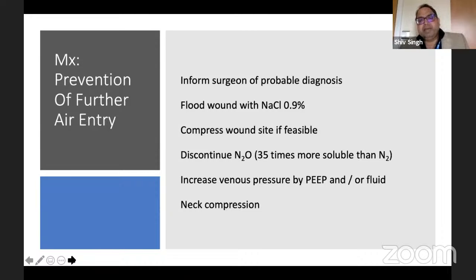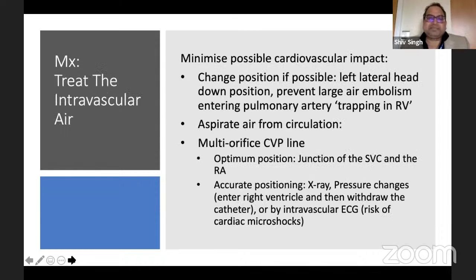You can apply PEEP and make sure that patients get fluid so that the venous pressures are on the higher side, to prevent embolization into the circulation. Some people say you can do neck compression, but I think if the air has gone through the patent foramen ovale, you are not going to compress both jugulars and reduce the blood flow to the extent that the air can't go in. So that's a very meek point, but some people do advocate it.